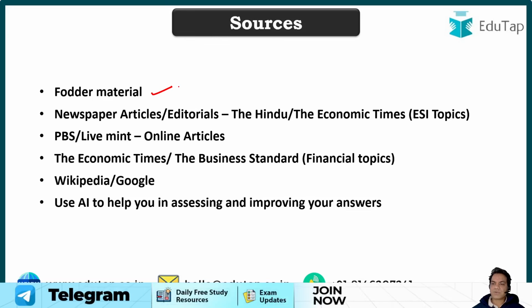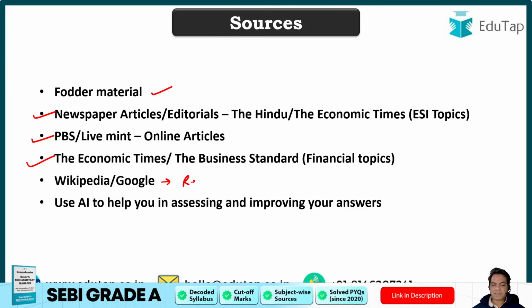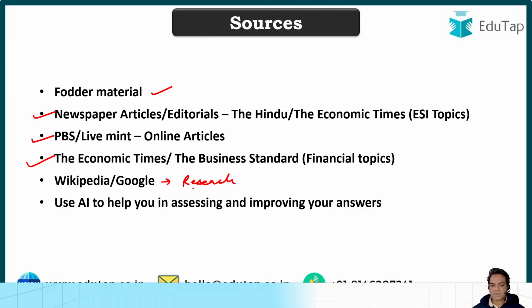Then what can you do? Read newspaper articles and editorials from The Hindu or Economic Times on a daily basis for your ESI topics, PIB, PBS or LiveMint for your online articles, and Economic Times or Business Standard for your financial topics. Then use Google and Wikipedia for your research, if you want to research for something.